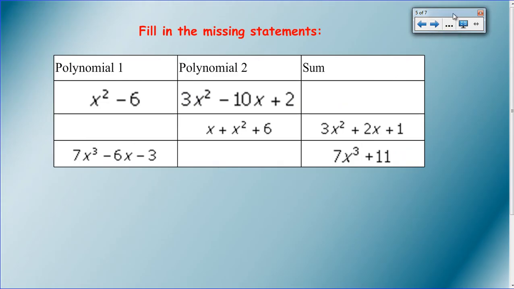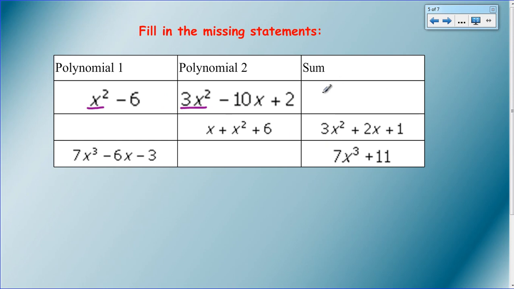So now let's fill in these missing statements in this table. We're going to do what it's asking us to do. So right here it says we need the sum. So I have my first polynomial and my second polynomial. They want us to add them. So it's just combining like terms. X squared plus 3x squared becomes 4x squared. Then there's no x term in this first one, but there is an x term in the second. So I have to put this minus 10x in as my next part of my polynomial. Then I have minus 6 plus 2. Well, negative 6 plus 2 becomes negative 4, and so there is the sum.